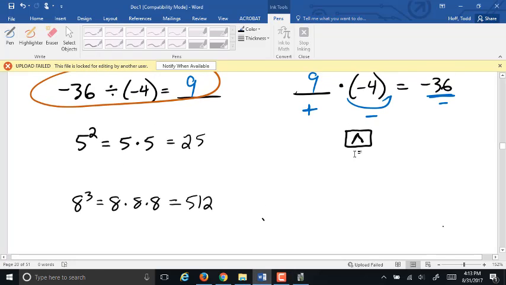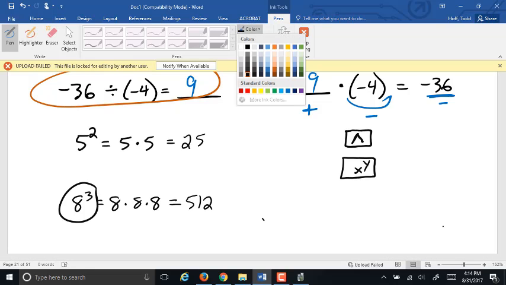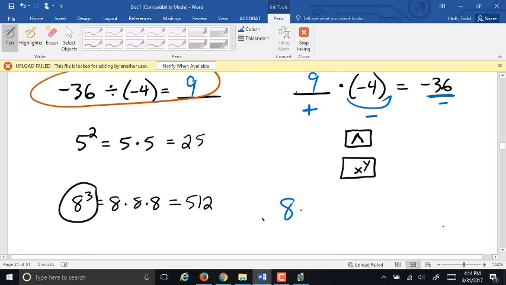Some of you might also have a key that looks like this, X to the Y or maybe Y to the X. Both of those keys work exactly the same. If I wanted to enter 8 to the third power, I would type in the 8, press whichever one of those keys I have, then type 3 and hit equals. It should give you 512.